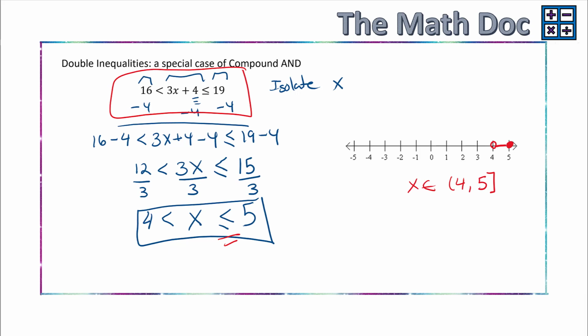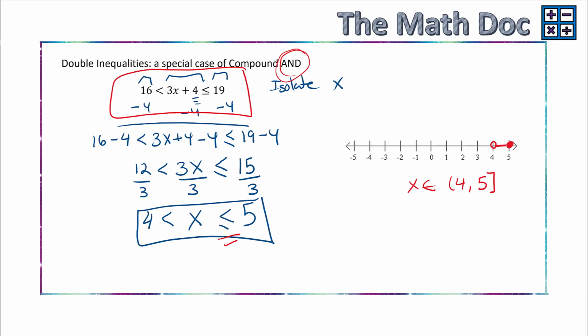And remember, when we have a double inequality, it is a special case of the "and" compound inequality set. So we have to satisfy both of these inequalities. Let's take a look at one more example.